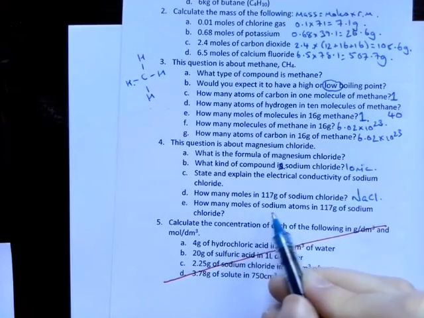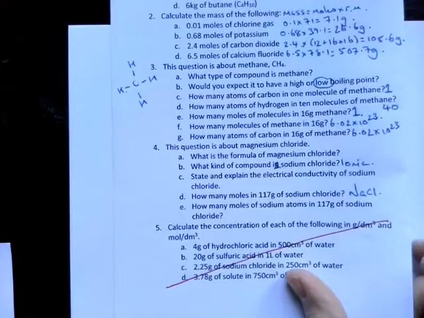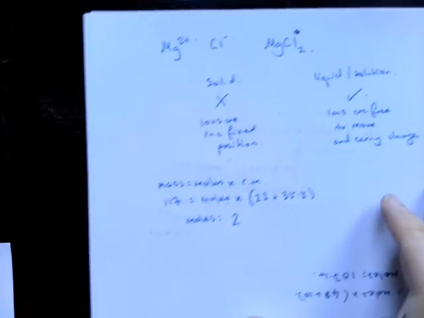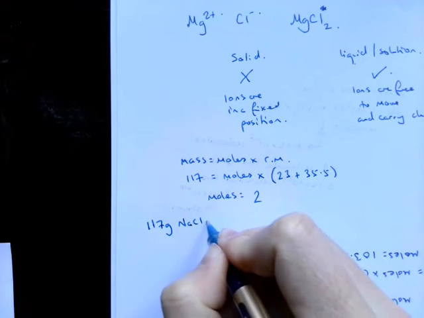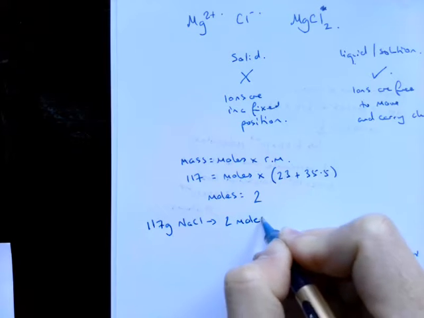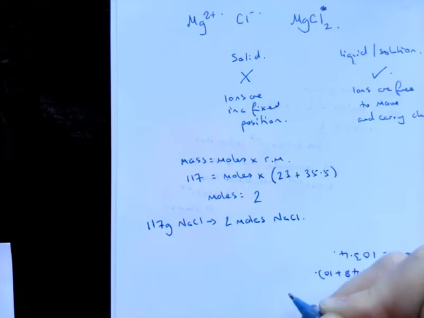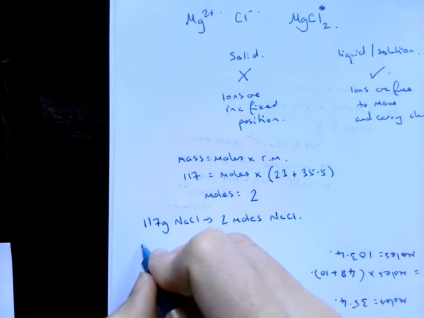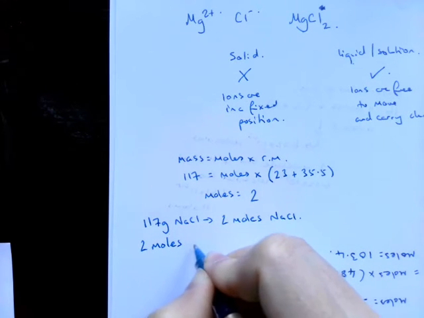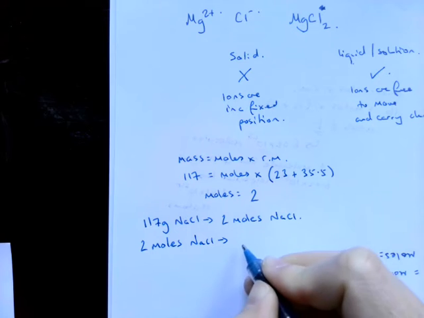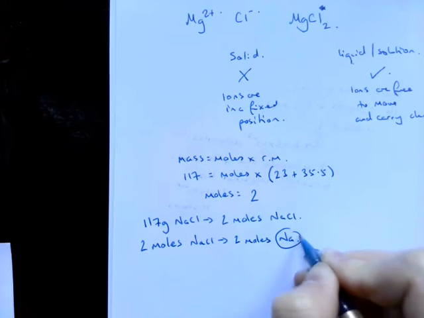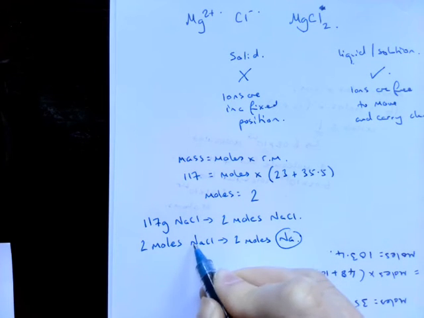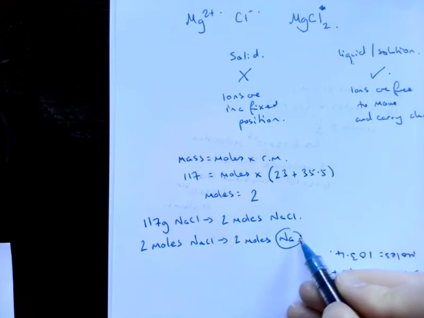And how many moles of sodium atoms are there? You think about this a little bit. I know that 117 grams of NaCl is 2 moles NaCl. So 2 moles NaCl is going to be 2 moles Na, because each NaCl has got 1 Na in it. So if I've got 2 moles of NaCl, I have 2 moles of Na.